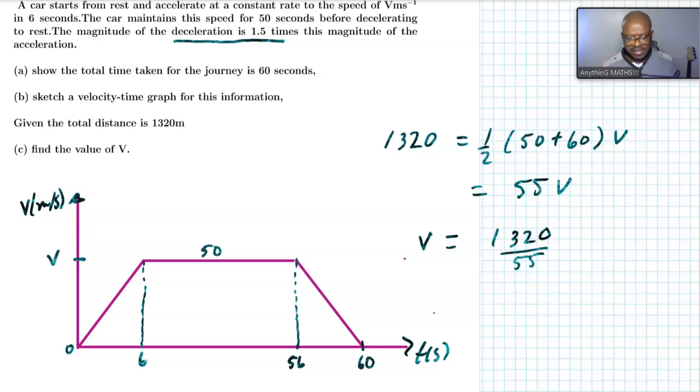Okay, use your calculator well. Make sure you are pressing the values correctly. 24. So that's the value of V. When you are using the calculator, make sure you press the right numbers. In examination conditions, you can press the wrong numbers. So that's the value of V.